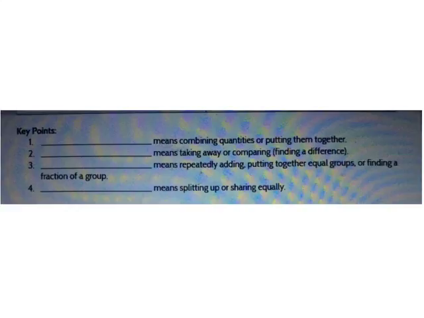Now we'll fill in the key points. Addition means combining quantities or putting them together. Subtraction means taking away or comparing. Make sure your notes look like mine. Multiplication means repeatedly adding, putting together equal groups, or finding a fraction of a group. And division means splitting up or sharing equally.